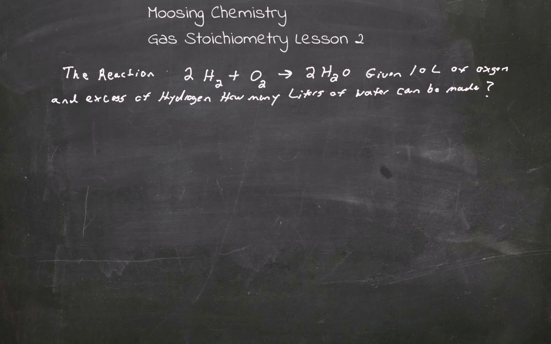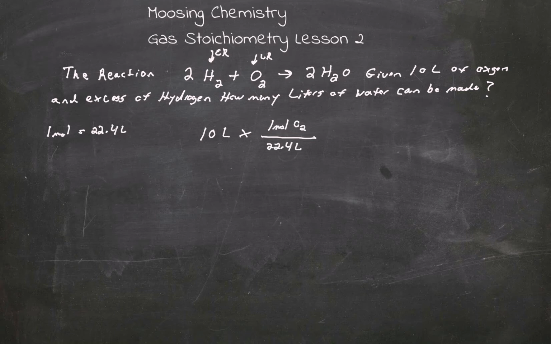So what we're saying is that hydrogen is our excess reactant, so we don't use it, and oxygen is our limiting reactant. We always use the limiting reactant to determine things. Also, you need to know that exactly 1 mole equals 22.4 liters of any gas. Okay, so now let's go ahead and set this up. We're given 10 liters of oxygen, and we want to use 1 mole of O2 to 22.4 liters.